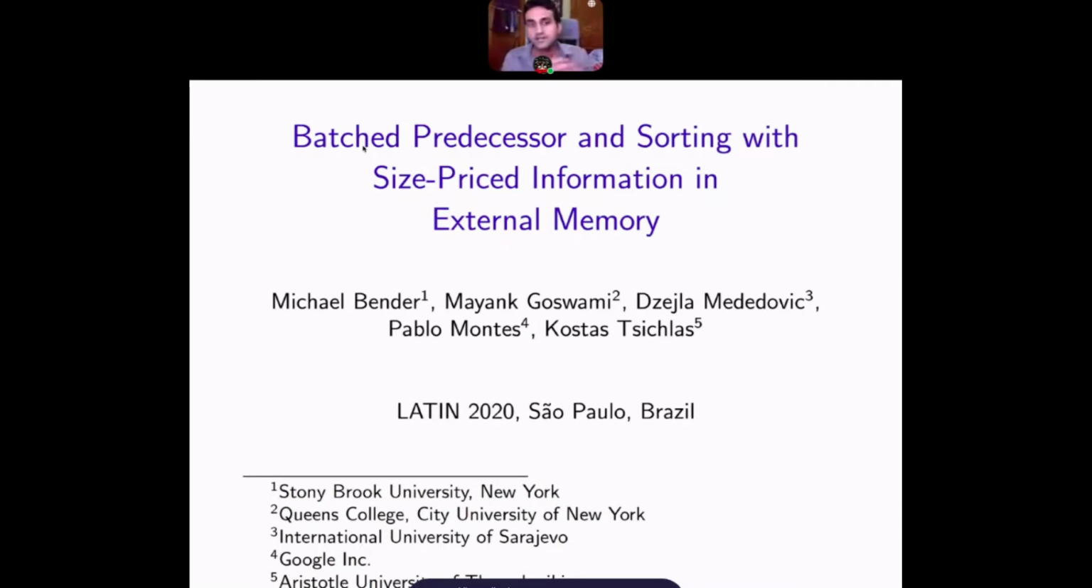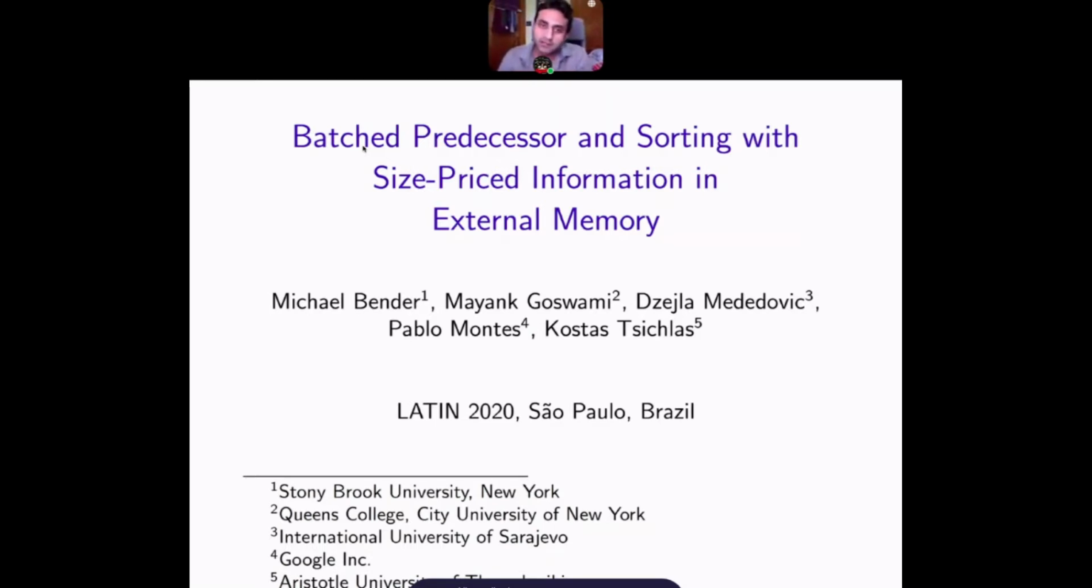So the title is Batch Predecessor and Sorting. The two problems that we study are batch predecessor and sorting. Sorting, everyone knows. What is batch predecessor? Well, what is predecessor? You're given an ordered set, you get a query, and you want to find the predecessor of that query in the ordered set. Batch just means instead of getting one query, you get a batch of queries. So these are the two problems that we study.